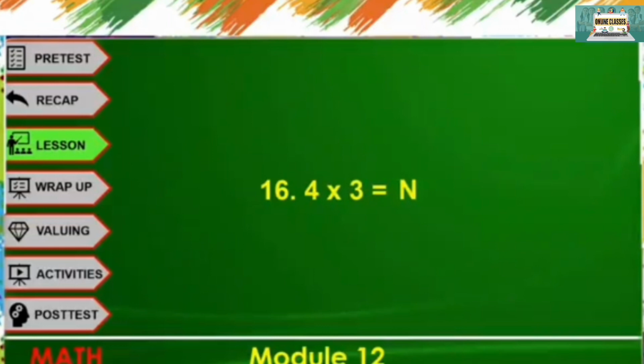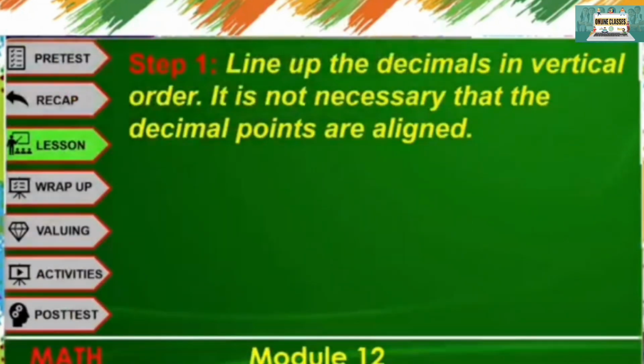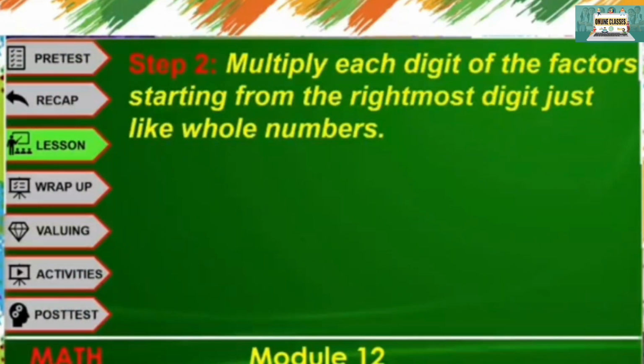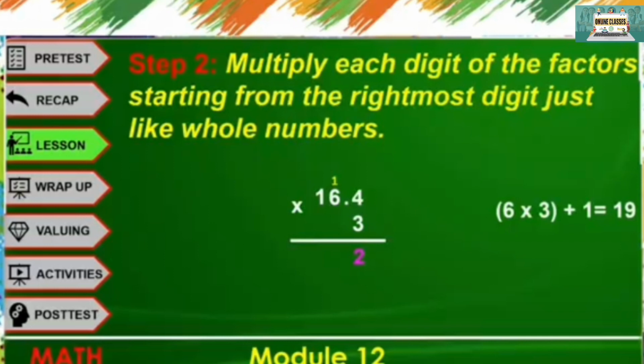First, we have to solve for the number of kilometers Ronnie has to drive in 3 days. So we have the number sentence 16 and 4 tenths times 3 is equal to n. Step 1, line up the decimals in vertical order. It is not necessary that the decimal points are aligned. Multiply each digit of the factors starting from the rightmost digit, just like whole numbers. So 4 times 3 is equal to 12. So bring down 2, carry 1 to the next place value to the left. 6 times 3 is equal to 18 plus 1. That is 19. Bring down 9 and carry 1 to the next place value. 1 times 3 plus 1 is equal to 4.